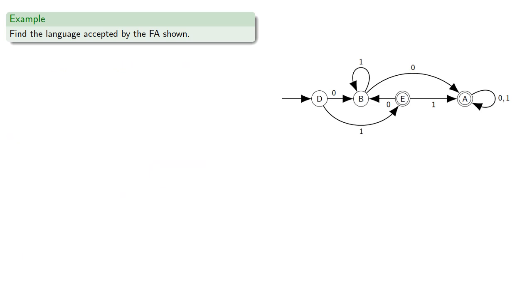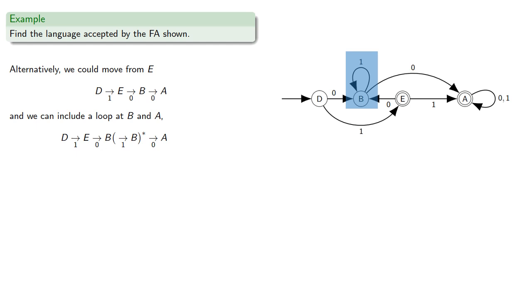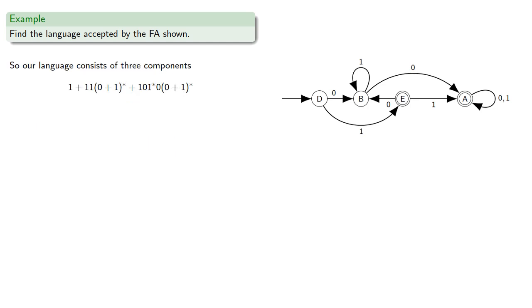But wait, there's still more. Alternatively, we could move from E, so we could go D to E to B to A, and the directions we'd need to take this path would be as shown, and we can include a loop at B, and also at A, corresponding to another string that's part of our language. And so our language consists of three components.